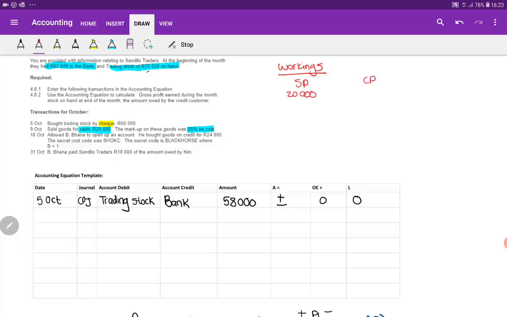The cost price, we need to calculate it. So to calculate the cost price, we need to take the selling price times 100 divided by 100 plus percentage markup. So if the selling price equals 20,000, we need to times it by 100 divided by 125. So the cost of the items that we sold equals 16,000.